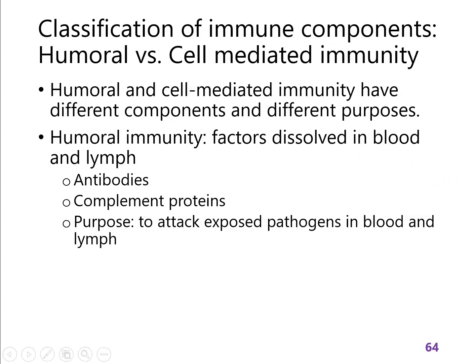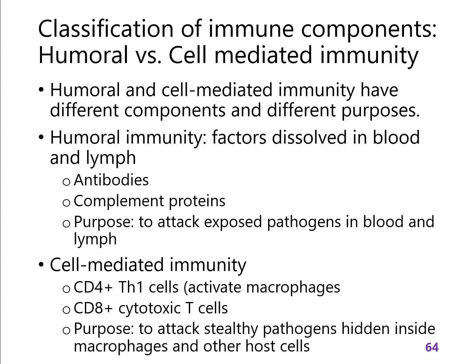Humoral immunity is what can dissolve in blood and lymph. So antibodies and the complement system. And so they protect our blood and our lymph. The humoral immune response is what's finding exposed pathogens that are not inside our cells. They're not hiding. They're moving between our cells, in the blood or in the lymph.